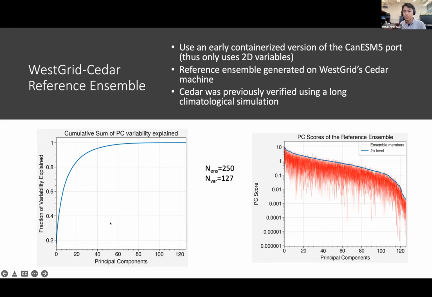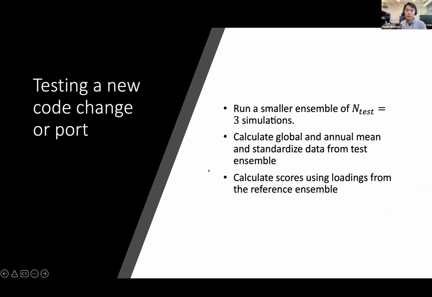These two plots just show some statistics from the ensemble in terms of the principal component analysis. You see that at about 50 PCs, we're explaining pretty much all of the variance. And then you see here what it looks like when you look at the individual ensemble members. There's noise because of internal variability. The idea is that we want to test whether, if we run some new simulations, they exceed this 2 sigma level of the variance in the ensemble.